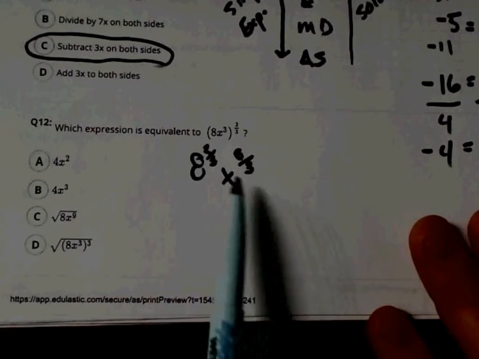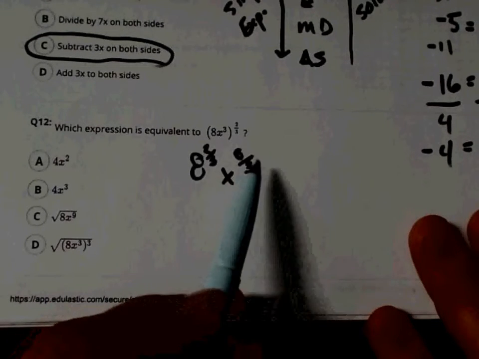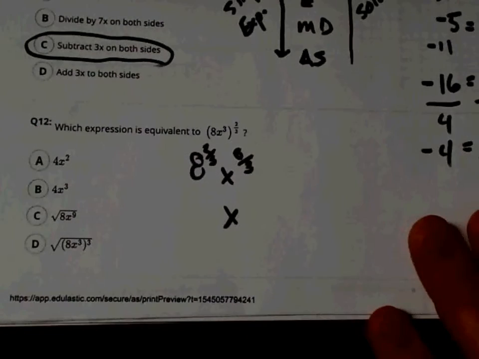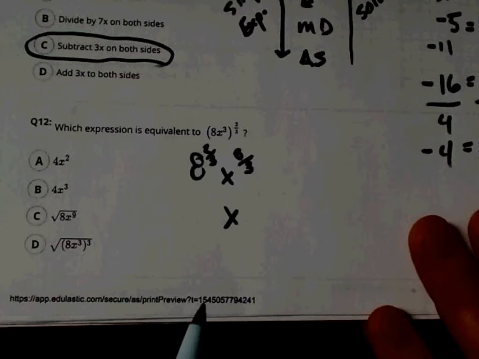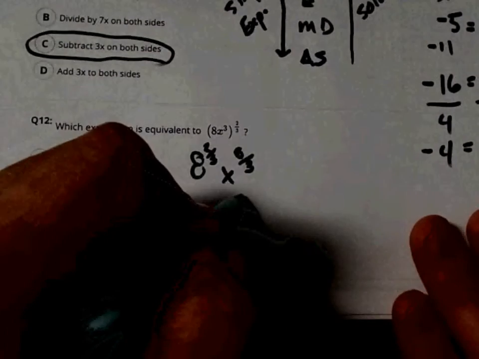Okay? And this x to the 6/3, what happens to 6 over 3? Reduces to, I don't know, what's 6 divided by 3? 3. No. 2. 2. Okay, that's 2.